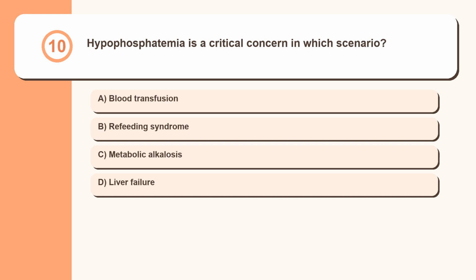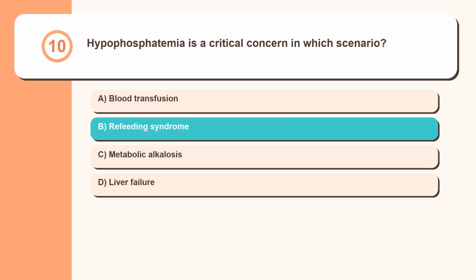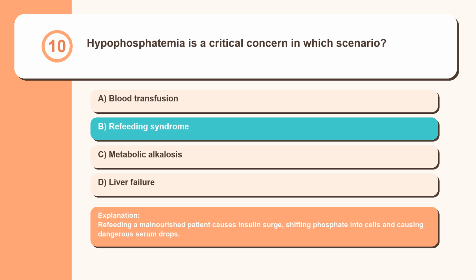Question 10. Hypophosphatemia is a critical concern in which scenario? Blood transfusion, refeeding syndrome, metabolic alkalosis, liver failure. Refeeding a malnourished patient causes insulin surge, shifting phosphate into cells and causing dangerous serum drops.